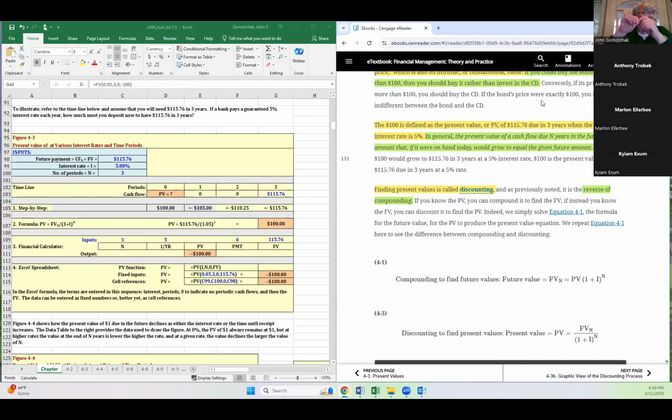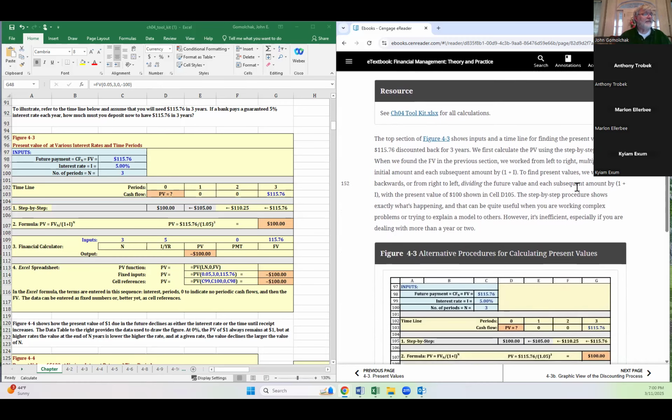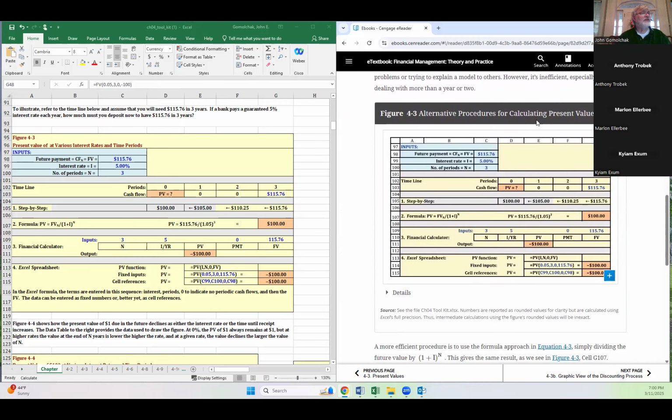So if we take $100, put it into an investment that's going to give us 5% compounded annually for 3 years, it would be $115.76. Finding present value is called discounting. As you can see, it is the reverse of compounding. All right, alternative procedure for calculating present value.